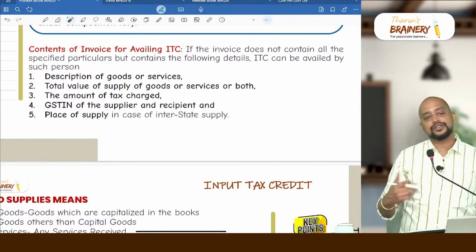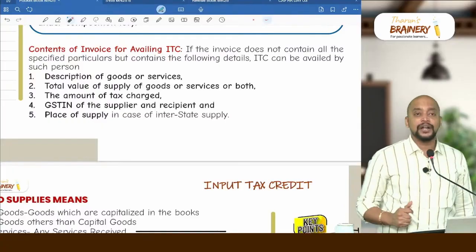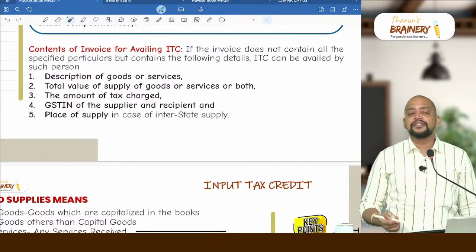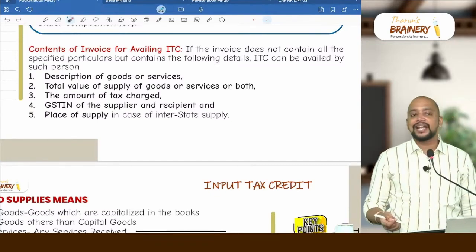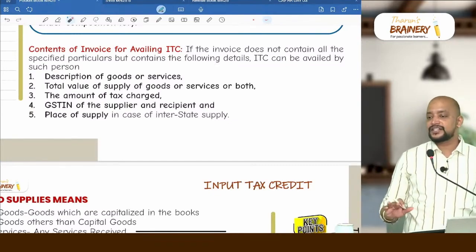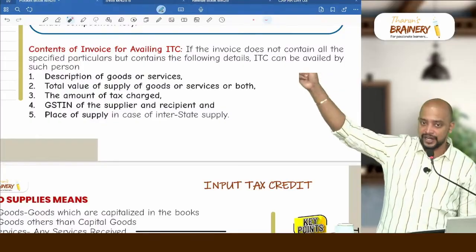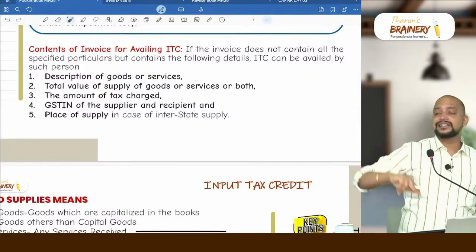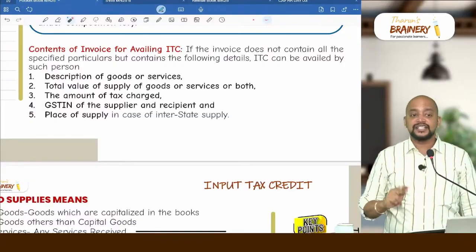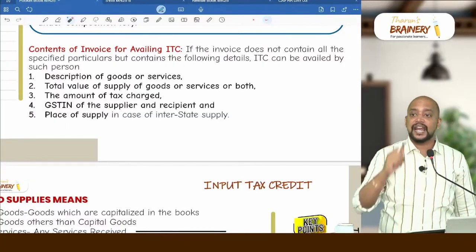SAC details not there, it's okay, we can take ITC. Now, what if the supplier has not given e-invoice? Instead of giving an e-invoice, he gave a normal invoice. Can we take ITC? No, we cannot take ITC with respect to that. That point I connected in e-invoice. Even though the supplier has given invoice and reported the details in GSTR1, we cannot take ITC because he has not given e-invoice. He gave a normal invoice.